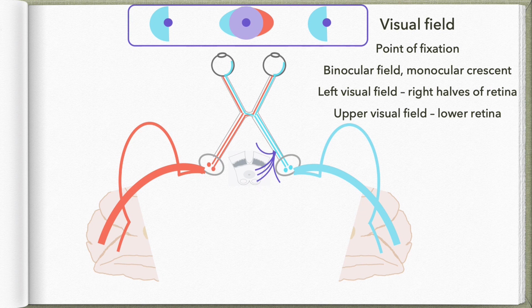Now completing the same thing forward, the right half of the visual field is perceived by the left half of the retina, that is, the left temporal retina and right nasal retina will be looking at the right half of the visual field. Similarly, the upper half of the visual field is perceived by the lower half of the retina and the lower half of the visual field is perceived by the upper half of the retina.